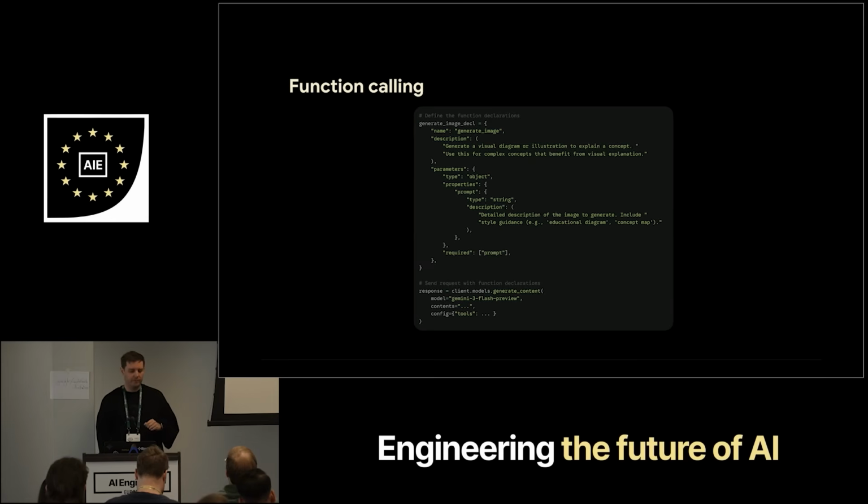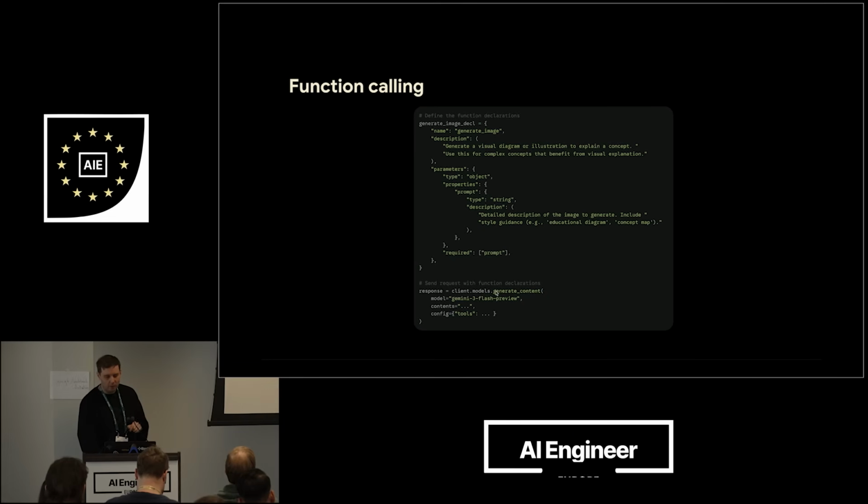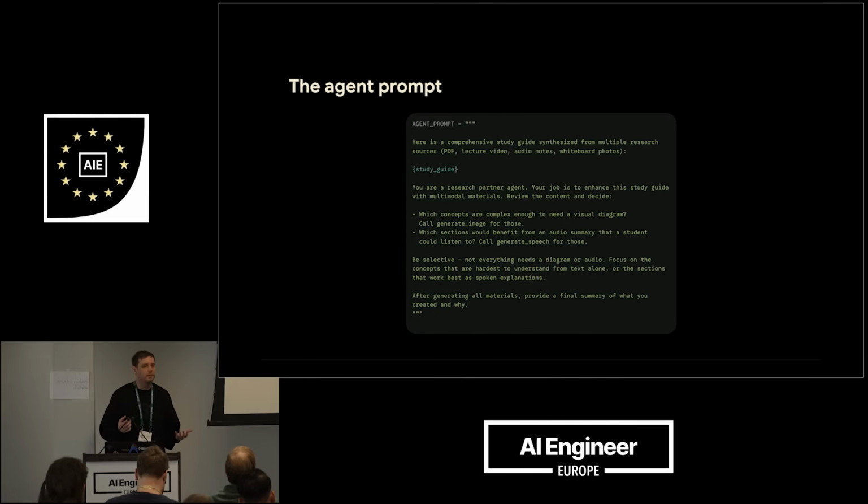And then you do the same for the audio generation function. And then if you set up your model call, client models generate content, here you configure the tools. And then you also need to add this to your prompt. So this is a small example prompt, an agent prompt, where you tell Gemini, hey, here's the study we synthesized before from the different modalities. And now you're a research agent partner.